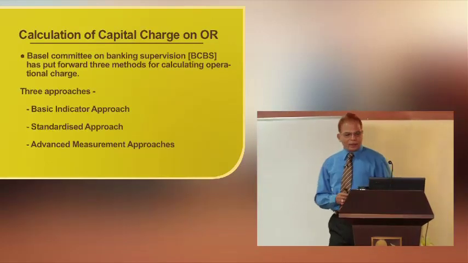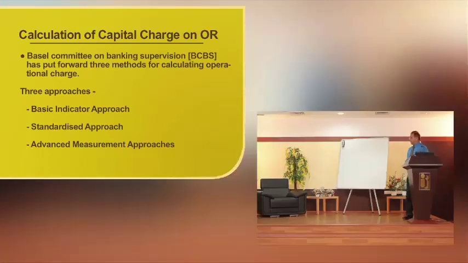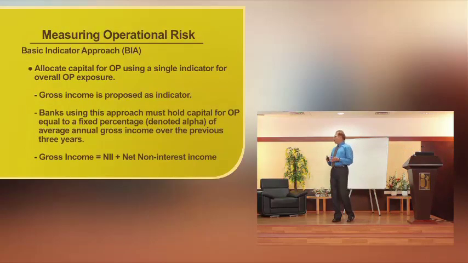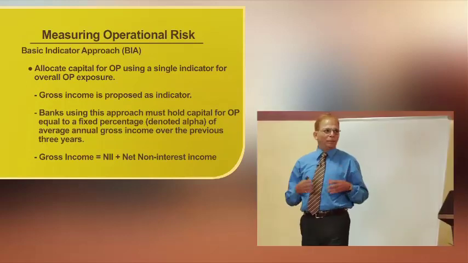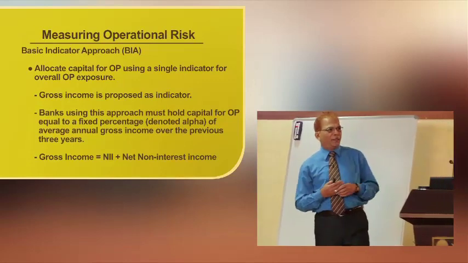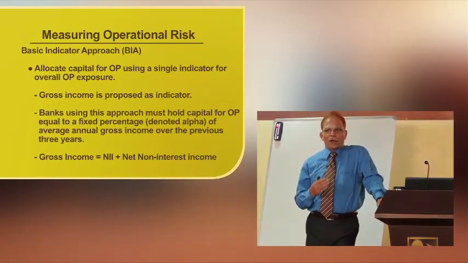Now the operational risk under Basel II, they have prescribed three approaches. One is the basic indicator approach, second one is the standardized approach, and the third one is advanced measurement approach. And the basic indicator approach is the most simple one. Basically it has a beta factor of 15% on the gross income.